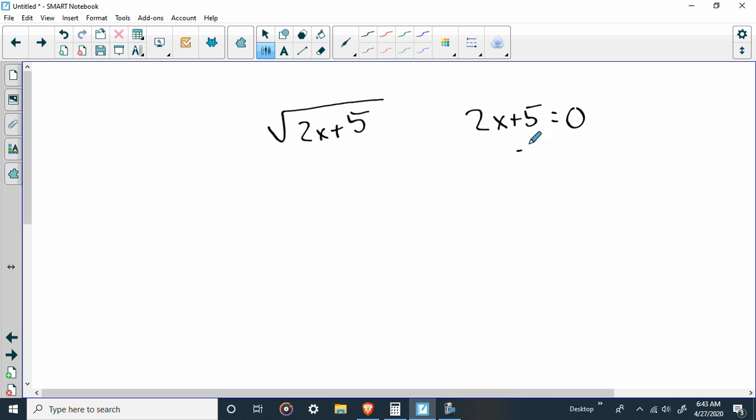So again, what am I going to do? Classic basic algebra, a linear equation. Subtract 5 from both sides. Divide by 2 on both sides. And I'll find out that x can be, well, negative 5 divided by 2 is going to be negative 2.5. So the smallest number this one's going to be allowed to be is negative 2.5. So let's graph it. Let's take a look.